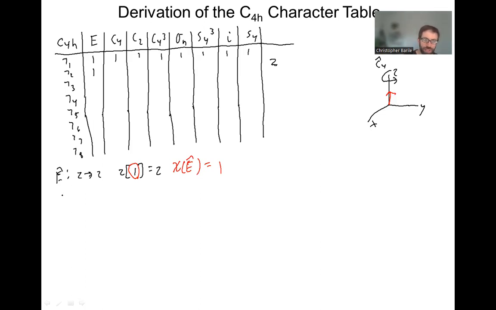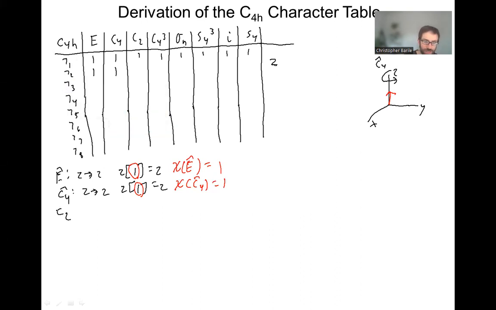And so we go through this. The next one is C4, up here. And we have a z vector, it's pointing up. And we're doing a rotation on this. But when we rotate 90 degrees across the z axis, this vector is still pointing up. And so we get the same thing where z goes to z, and we have a 1x1 matrix, and again, we take the trace of this matrix, just the sum across the diagonals. And so we get the character chi of C4 is 1.